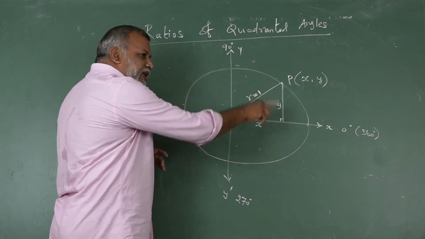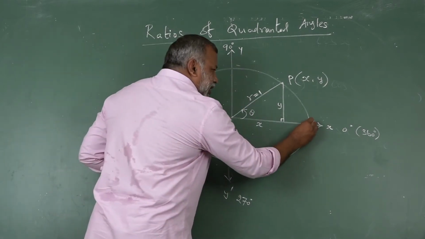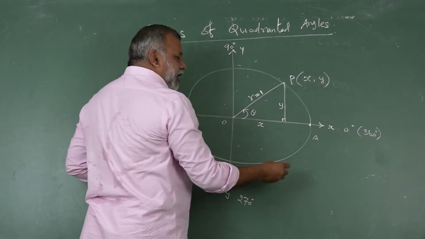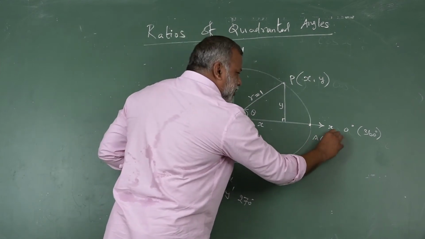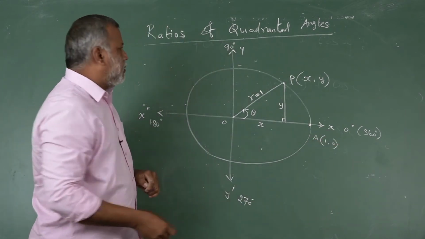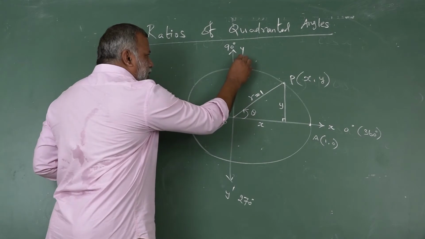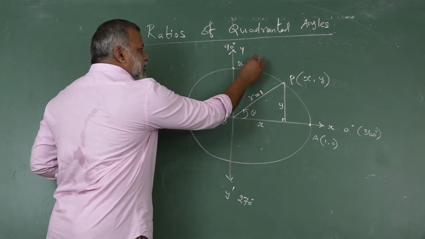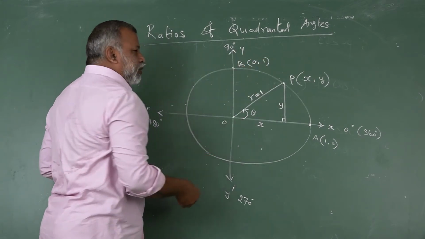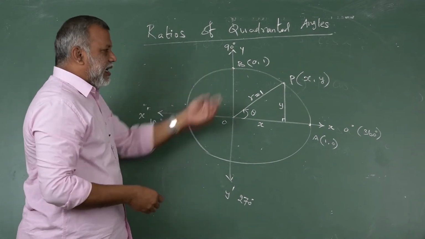Then if we are taking a unit circle, what is the meaning of this point? Consider this point A, 1 comma 0. This point must be 1 comma 0. Consider this point on the y-axis. Therefore, it can be denoted by 0 comma 1. This radius is 1.